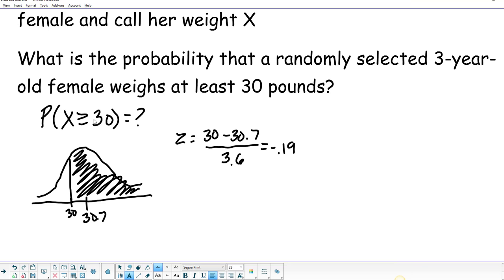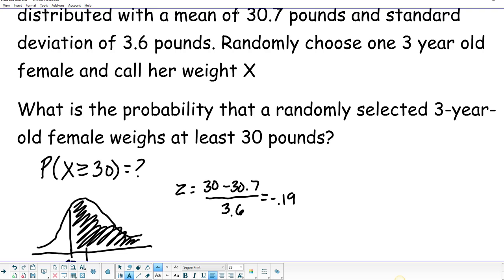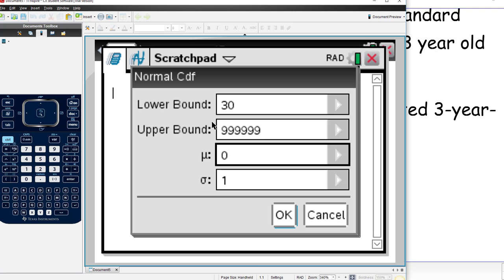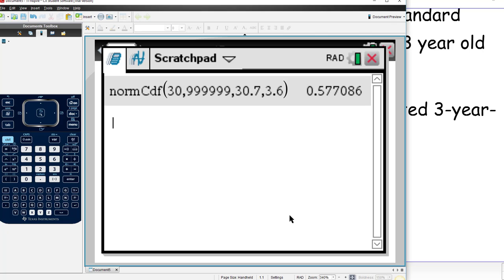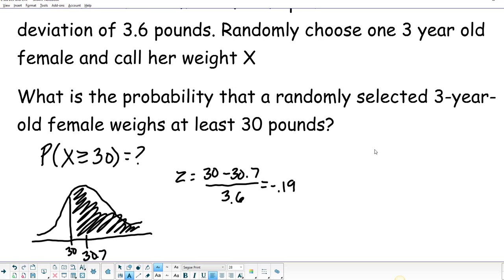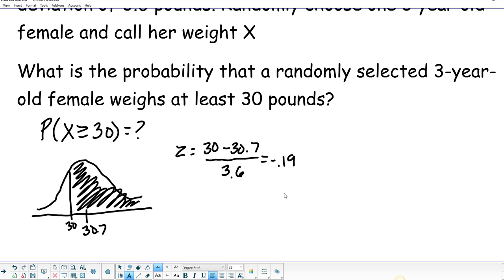Now, the mean we had before was 30.7, and our standard deviation was 3.6. Click OK, and we have the area under our curve, 0.5771. We'll go ahead and round it to the 4th decimal place, okay? So, we can write that out.